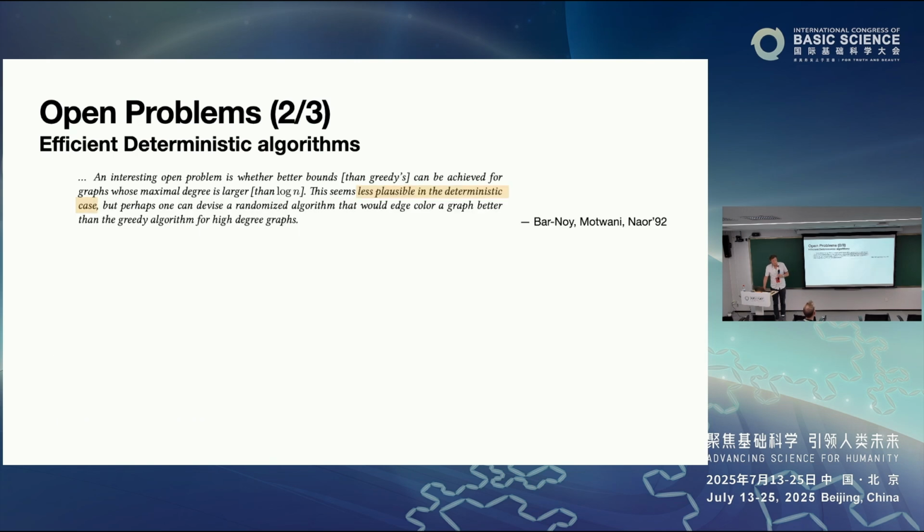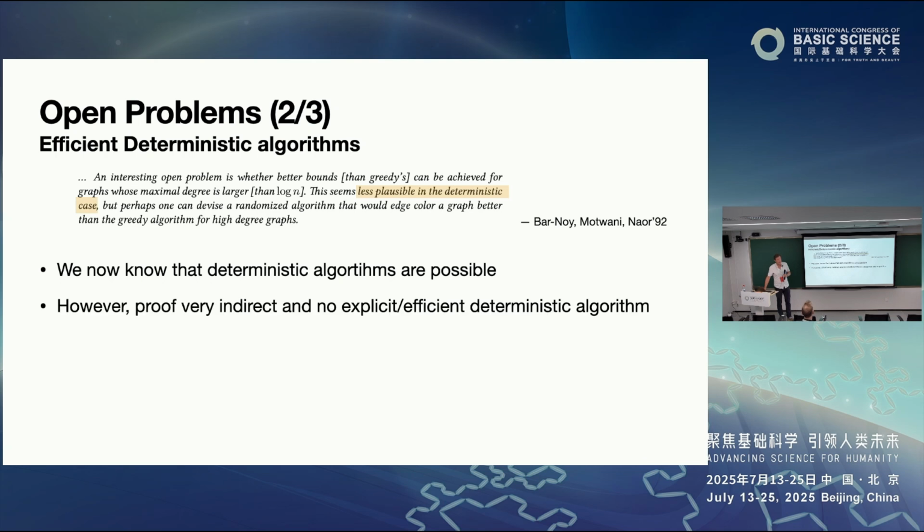The other open problem is these deterministic algorithms. So they didn't believe in deterministic algorithms at all, but now we know that such are possible. However, our proof is insanely indirect because it works as follows. Okay, so we show that we have a randomized algorithm that works against an adaptive adversary. What does this mean? An adversary that can look at how you color the graph up to now and then decides which edge to give.